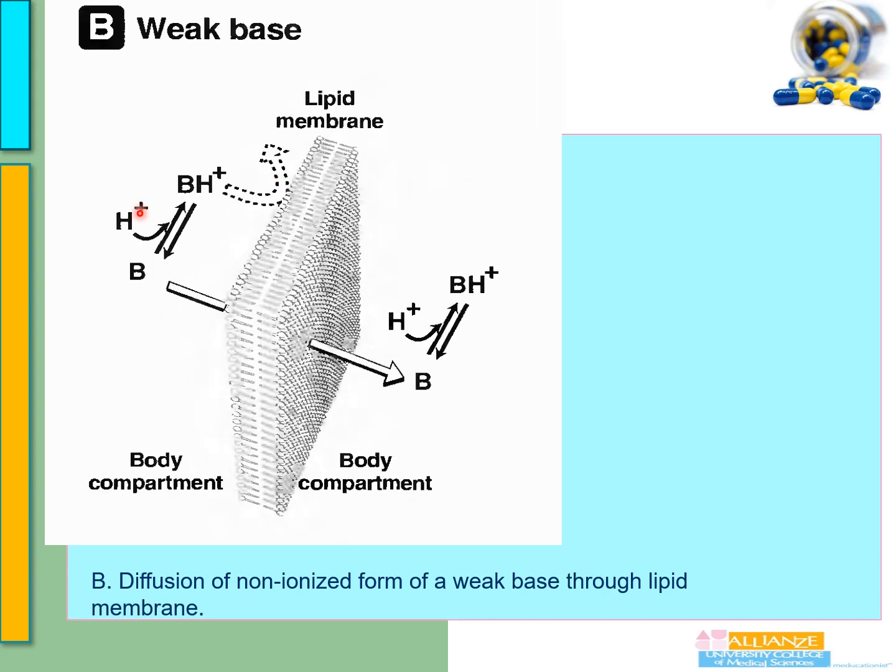And for the weak base, as you can see, the base when it takes up hydrogen gives the protonated form of the base. It is also charged, it is also ionized. So we can say that the unprotonated form of a base is lipid soluble and it crosses the membranes.